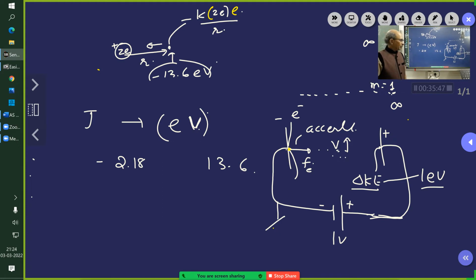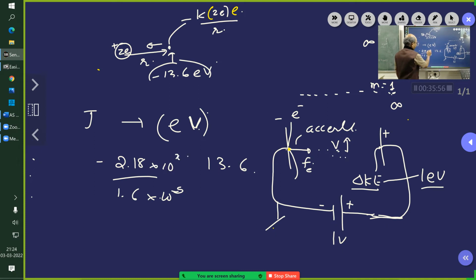Then your good friend said you have to divide this by 1.6 into 10 to the power of minus 19. This was 10 to the power of some x. So how did you get this factor 1.6? Because we already know that minus 2.18 into 10 raised to minus 18 is equal to minus 13.6 electron volts. So you multiplied and divided and you got that 1.6. Okay, fine. Because this was given to you, you did it. If this was not given, then what would you have done?